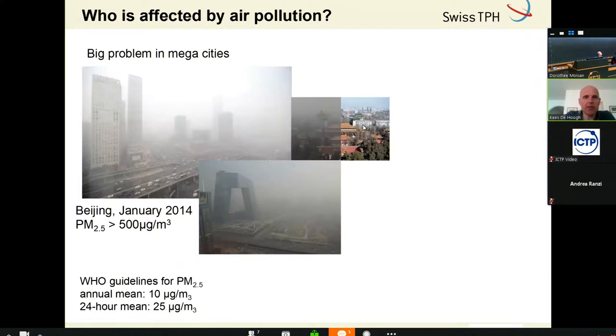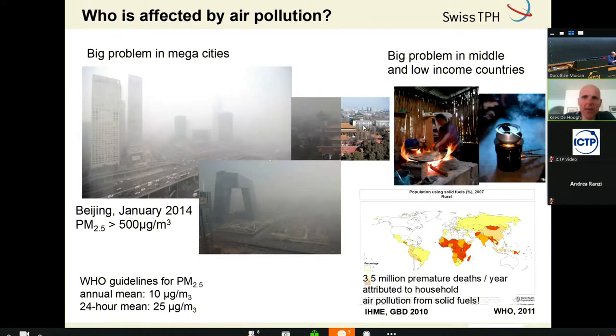So who is affected by pollution? Well, obviously mega cities are a huge problem these days, but not only mega cities, also cities in Europe still have high pollution levels. This is just an example of Beijing in 2013 with pollution levels greater than 500 micrograms per cubic metre, which is a huge amount. Actually, these days China is going down a little bit in levels. It's now cities in India who are top of the list of most polluted cities in the world.